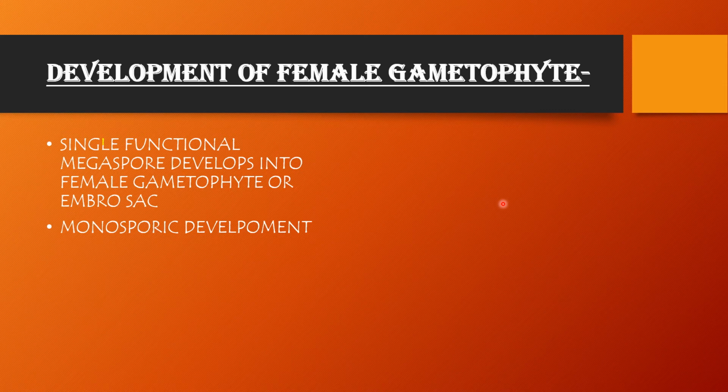There are some species of plants in which bisporic and polysporic development also takes place, but monosporic development is the special type of embryo sac development which is commonly found in all types of angiospermic plants. It is also called the Polygonum type, because such a female gametophyte was first reported in a plant species which is Polygonum. That is why it is called Polygonum type.